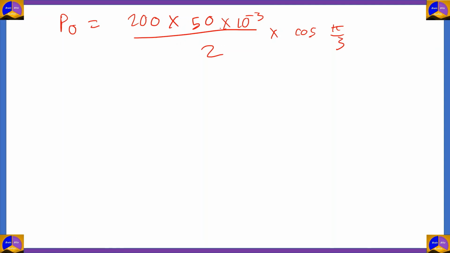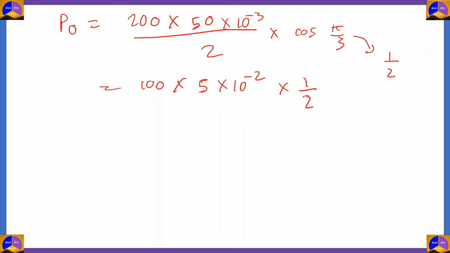So now, how do we solve this question? Let's divide 200 by 2. So you'll get 100 times 50 into 10 raised to minus 3, which is the same as 5 into 10 raised to minus 2. And therefore, we have cos pi by 3 on the right hand side as well. Cos pi by 3 has a value of 1 by 2. Pi by 3 is 60 degrees. Cos 60 is 1 by 2.